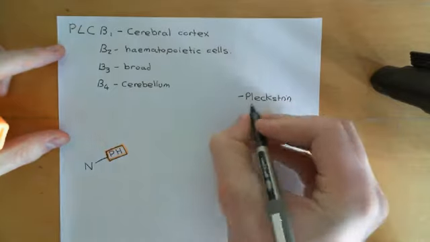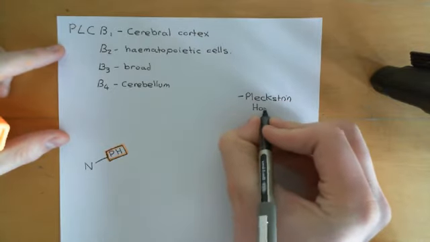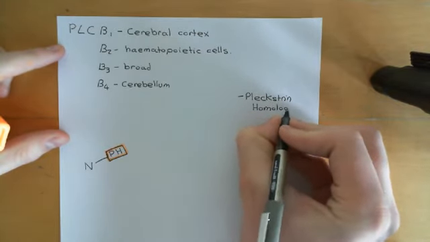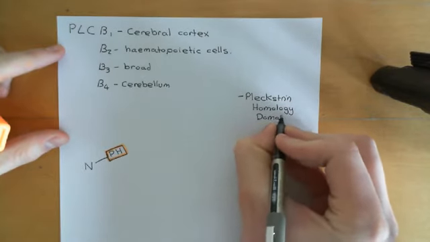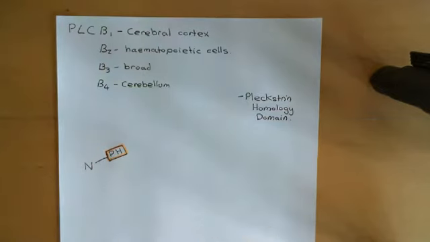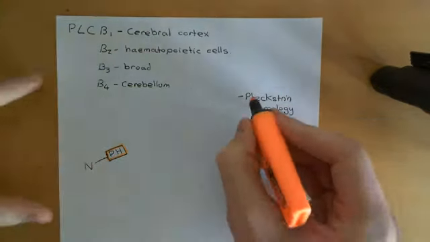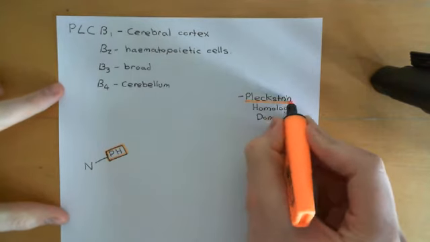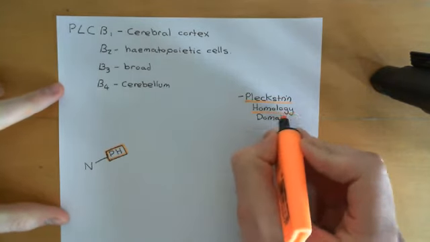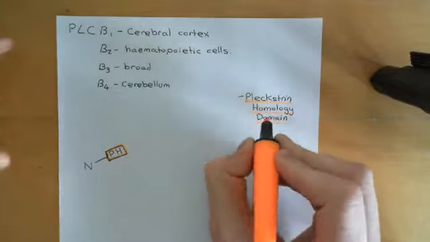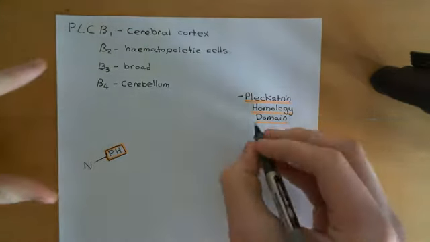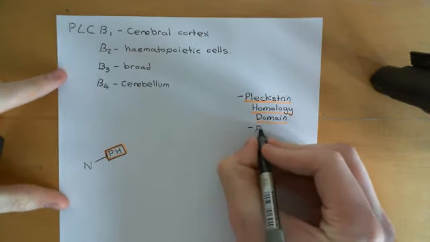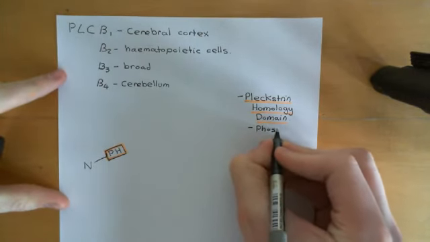Okay, and it's a domain that you find in many different proteins. It's called a pleckstrin homology domain because the first domain of this type was found in a protein called pleckstrin, which is important in platelets. Now, pleckstrin homology domains are usually important in binding to phospholipids within the phospholipid bilayers. So these usually attach proteins to the phospholipid bilayer.